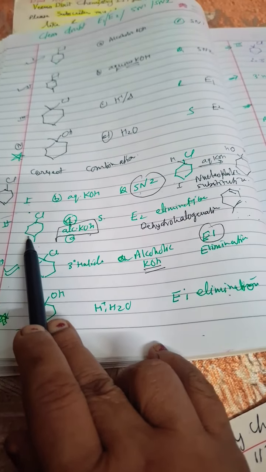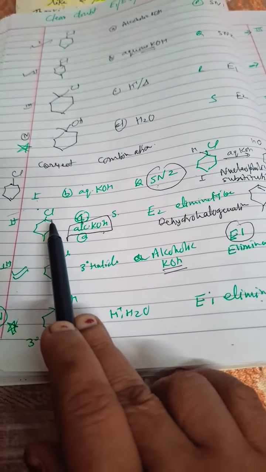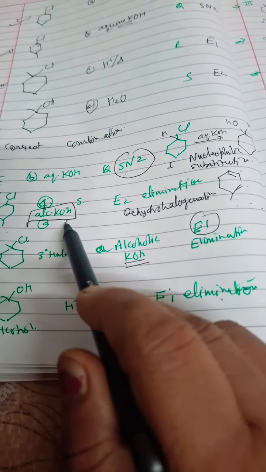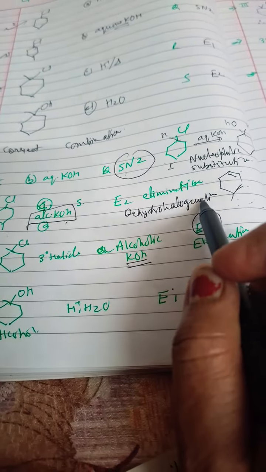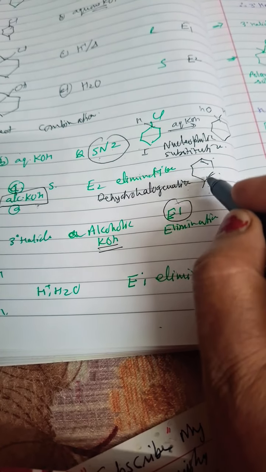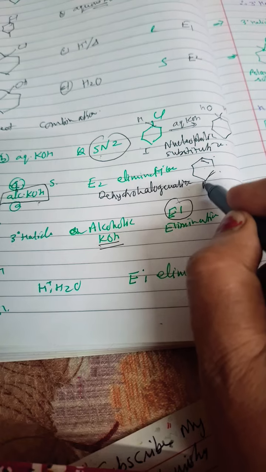In the second case, this is 4-methyl chlorocyclohexane. In this case also, when alcoholic KOH is there, E2 elimination takes place and dehydrohalogenation occurs, and we'll get cyclohexene. So this is 4-methyl cyclohexene.